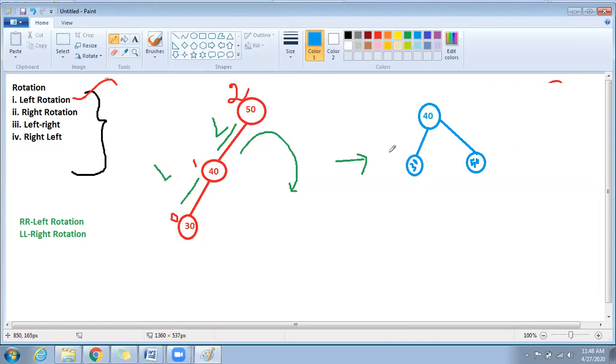Now check for the height balancing. 0, 0. Here also 0. So is it properly an AVL tree? Yes. Is it properly a binary search tree? Yes, ma'am. Is it an AVL tree? Yes, ma'am. Okay, both examples understood: left-left and right-right, left rotation, right rotation. Yes, ma'am. Okay, guys.